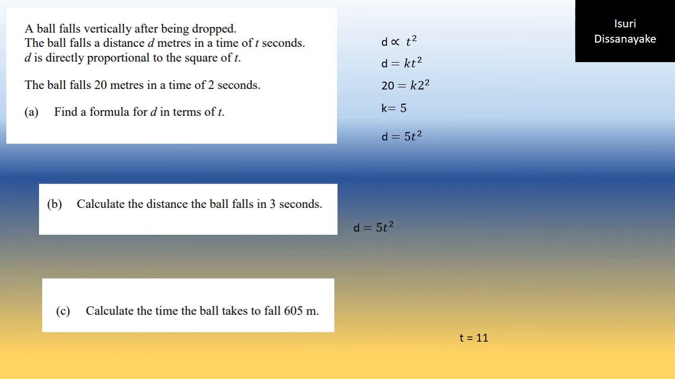Next, using the formula, you are going to find the distance it falls in 3 seconds. 3 squared is 9, times 5, it is 45 meters. Calculate the time the ball takes to fall 605 meters. So the distance is 605 equals 5t squared. We're going to divide both sides by 5. So when you divide 605 by 5, it's 121. You have to take the square root of 121, which means t is equal to 11 seconds.